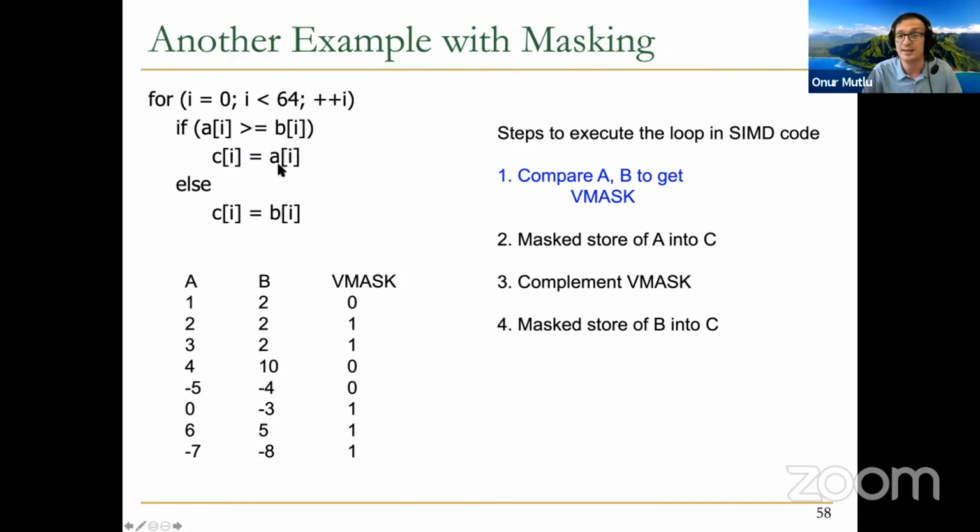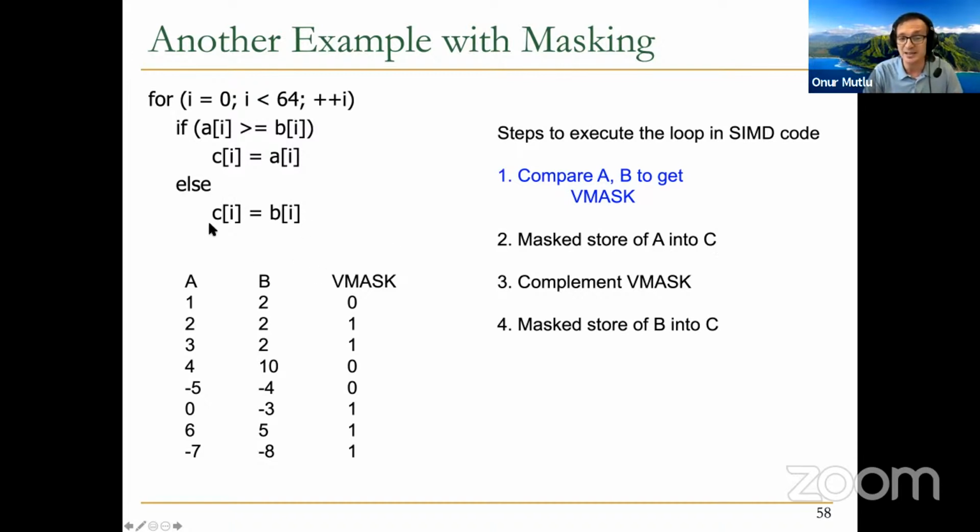So in this case, we do a mask store of A into C first, basically. That's what this is. And then we need to complement the vmask. The first mask store uses this vmask because if AI is greater than or equal to BI, the vector mask bits are set, then CI should get AI, right? That's the mask store of A into C.